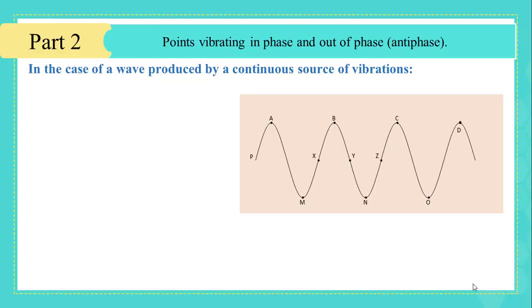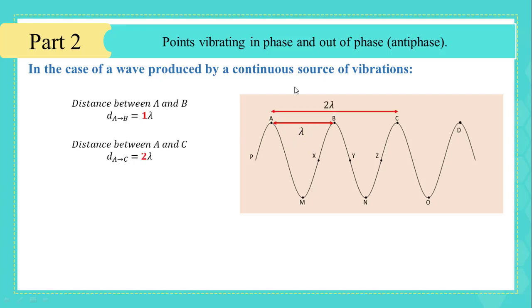How can we study the vibratory state of the points by calculation? In case of a wave produced by a continuous source of vibrations, let's take some points which are in phase and find the distance between them. We notice that the distance between the points A and B is equal to lambda. The distance between the 2 points A and C is 2 lambda, and the distance between the points A and D is 3 lambda. What can you notice about these 3 distances? What is common between them?